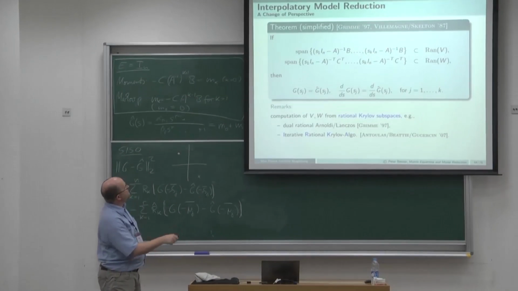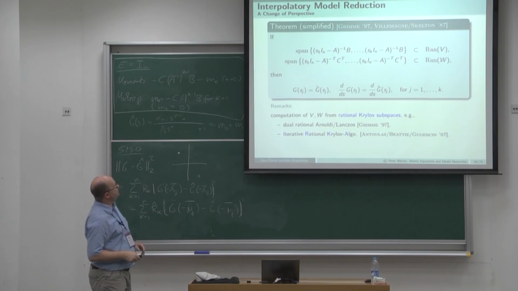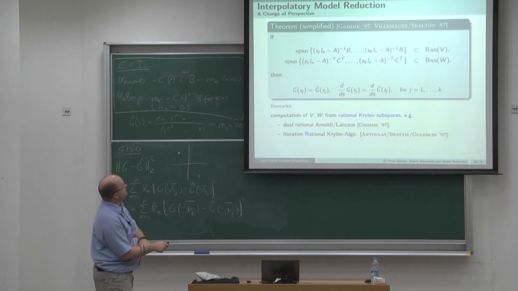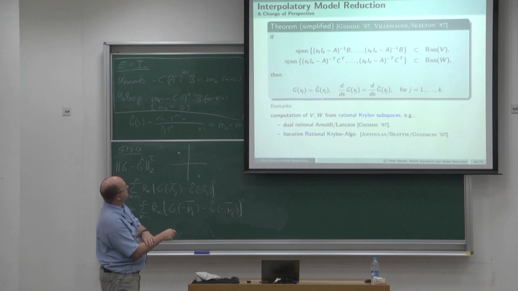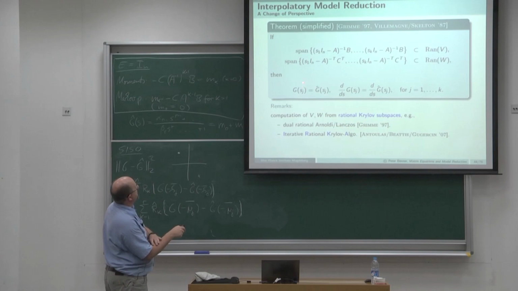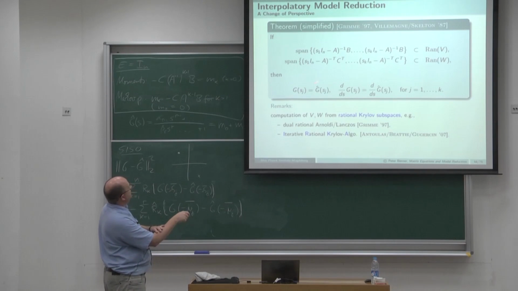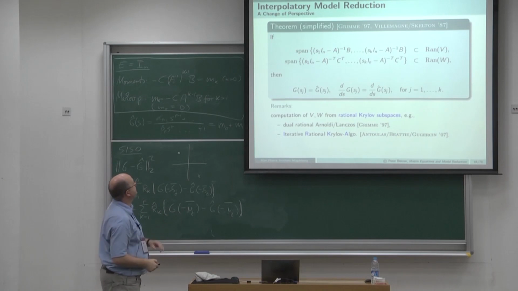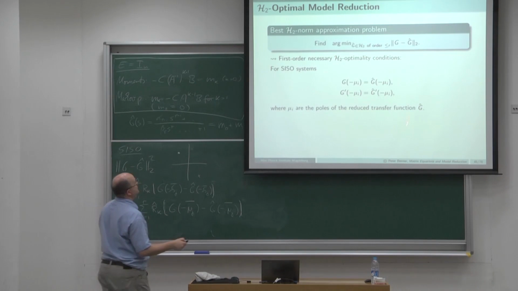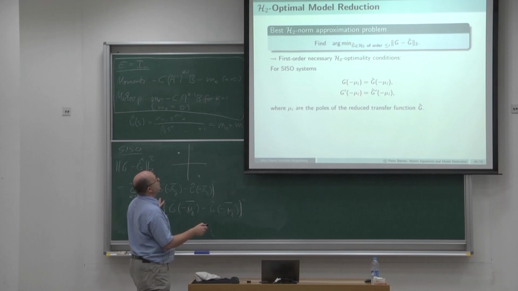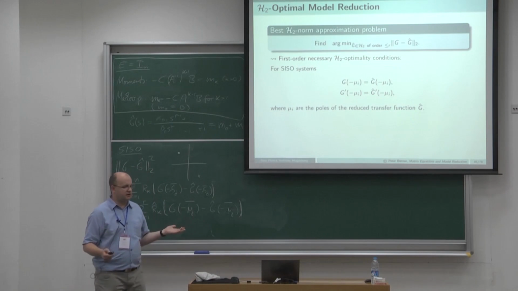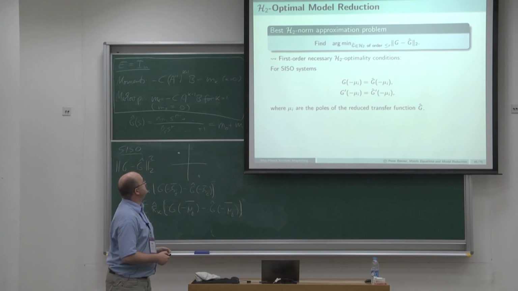And now going back to this theorem, the simplified version, it's clear what to do. Yeah, this gives you exactly these two conditions, interpolation at the point and interpolation of its first derivative. You just have to put that into the subspace and that into the subspace. So the only thing you have to do is know the poles of the reduced order model and compute these particular subspaces.